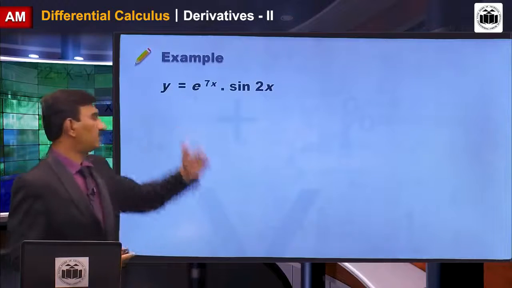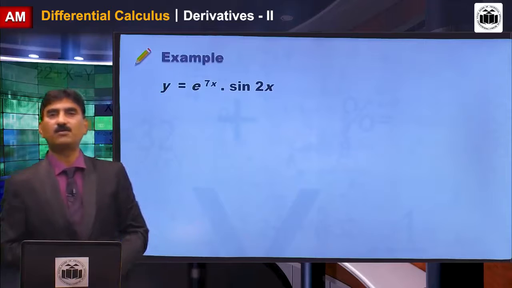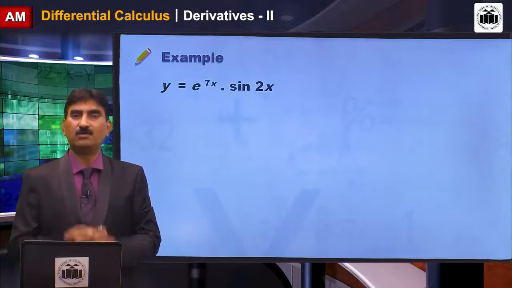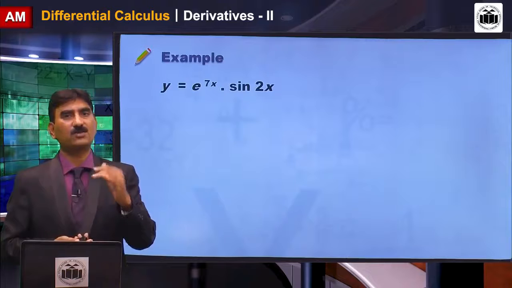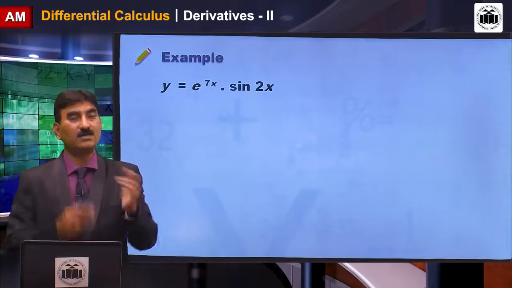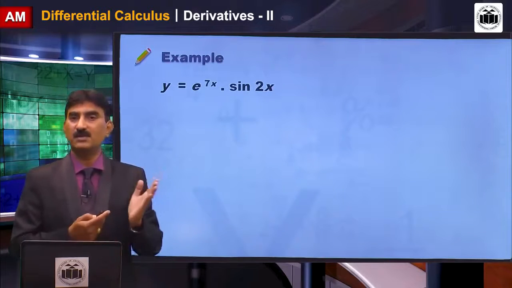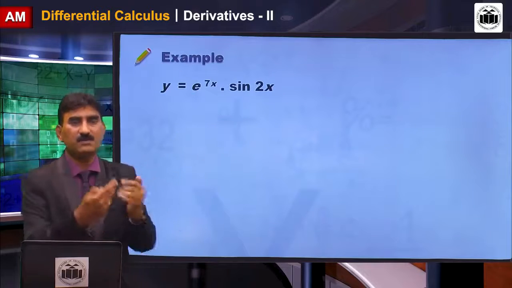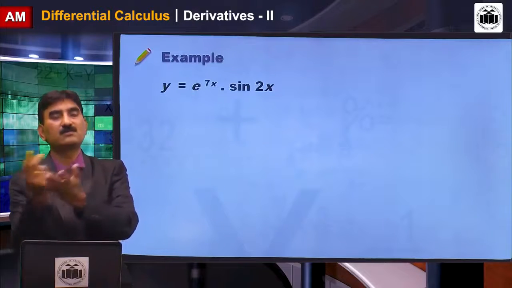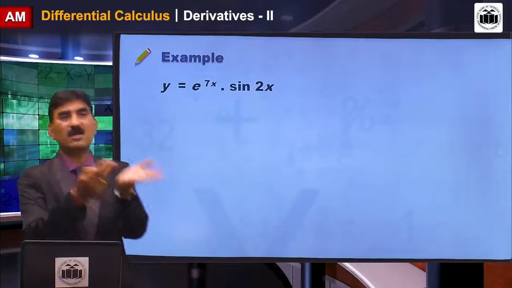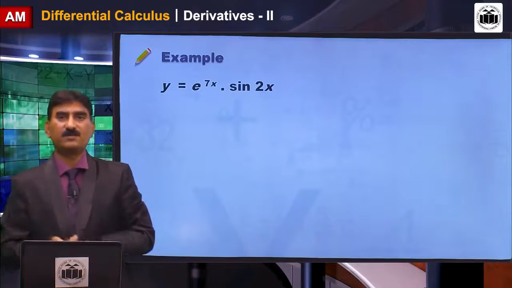Y is equal to e raised to 7x into sine of 2x. Now this is a product rule. It is a multiplication of two different functions, but in this case we take composite functions. e raised to x is a simple function, e raised to 7x is a composite function. Sin x is a simple function, sin 2x is a composite function.